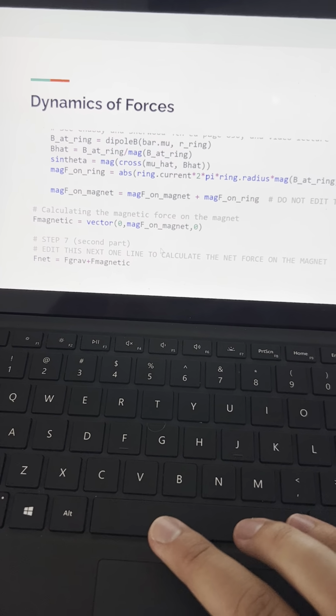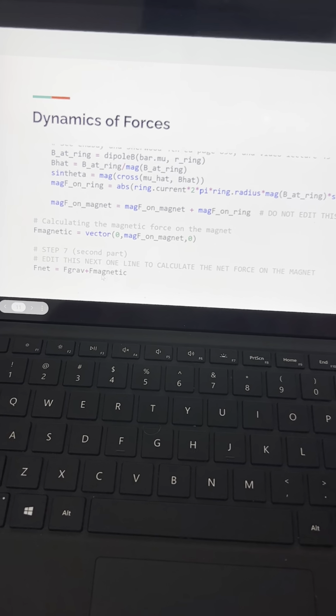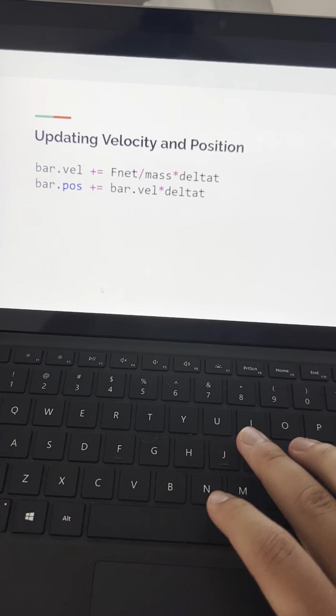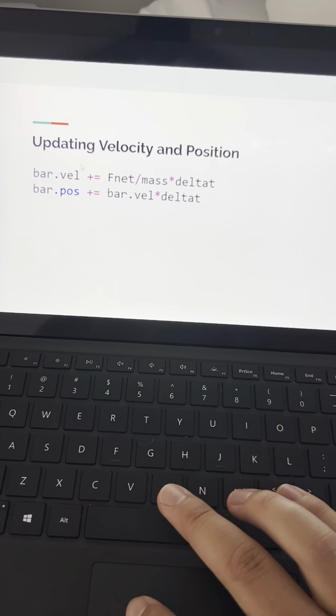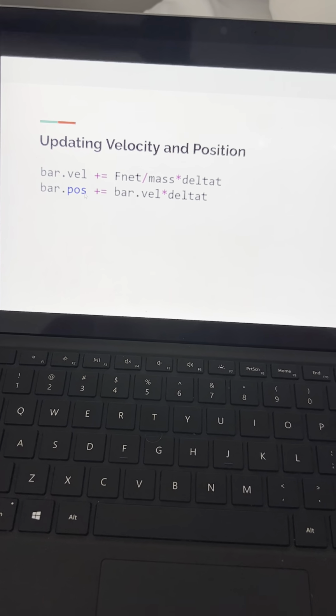And then we're going to take the F net, and that's going to be the force of gravity plus the magnetic force. The force of gravity is just going to be the mass times the gravitational constant. And then at the end, we're going to update the velocity and position each time as the magnet moves through the tube.